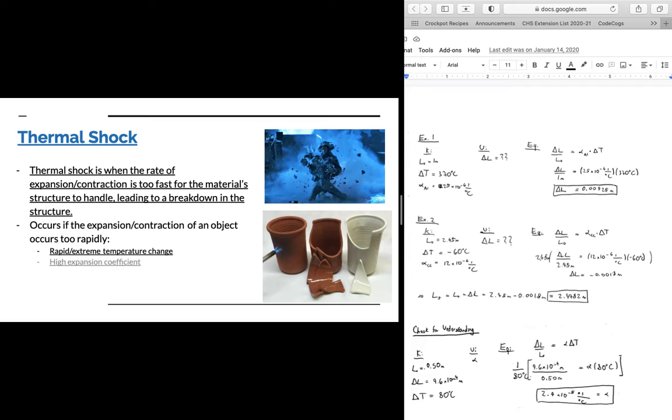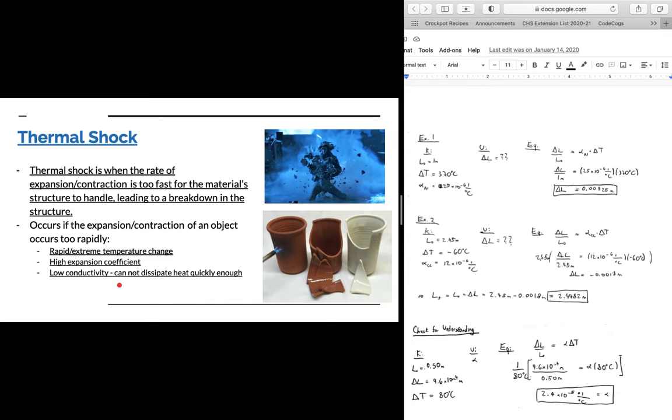Rapid extreme temperature change, high expansion coefficient, low conductivity, cannot dissipate heat quickly enough. So these are 3 factors that will affect thermal shock, okay? Rapid extreme temperature change, aka your temperature change occurs too quickly. High expansion coefficient, okay? So let's say you don't have an extreme change in temperature, but your material has a high expansion coefficient. Then that means for even a small change in temperature, your object's going to undergo an extreme expansion for a small increase in temperature, okay? And then low conductivity, okay?